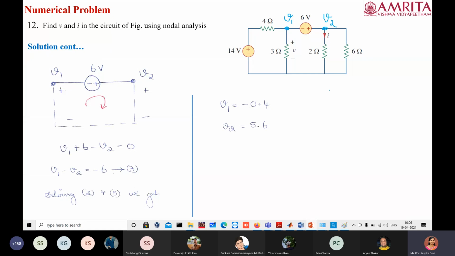So we have already seen that V is nothing but V1. And how do we find I? I is the current through this 2 ohm, and we know the nodal voltage V2. So V2 is also the voltage across this 2 ohm. So we can write this current I is equal to V2 divided by 2 ohm. So we get it as 2.8 ampere.